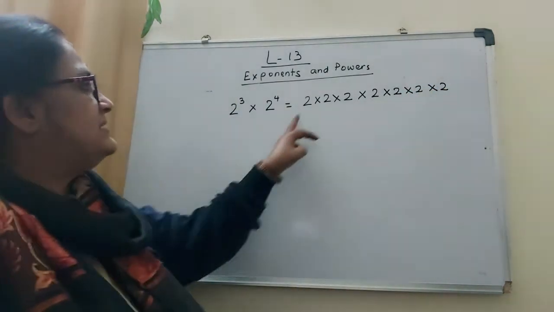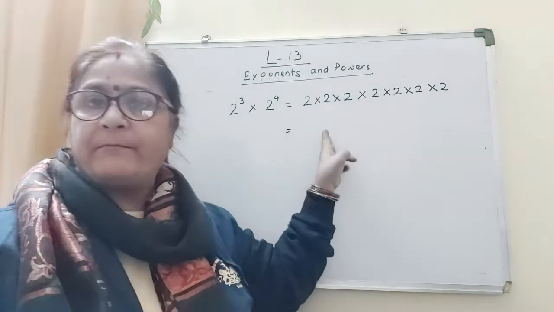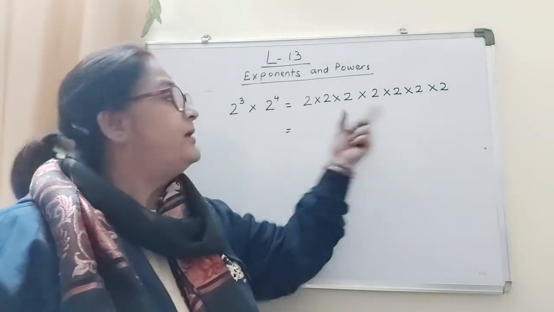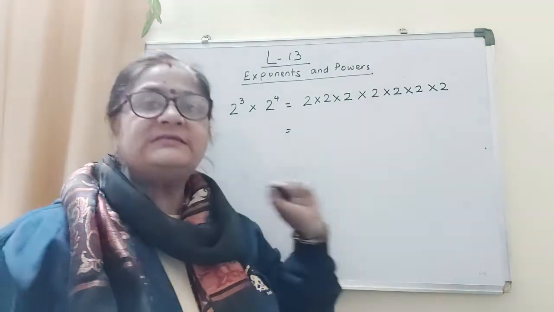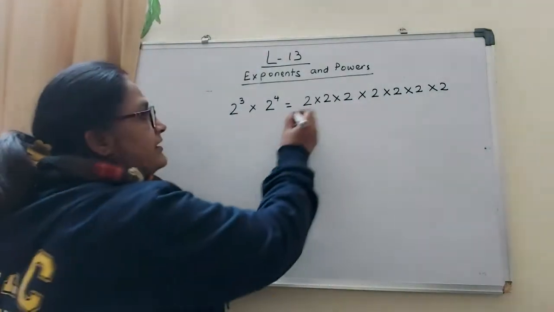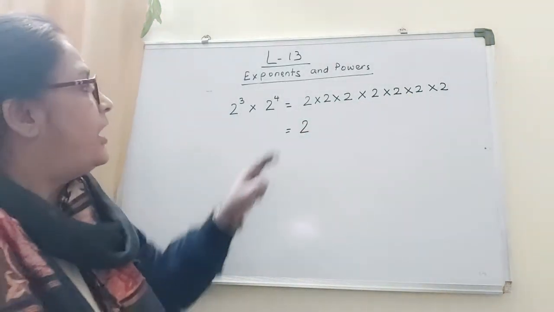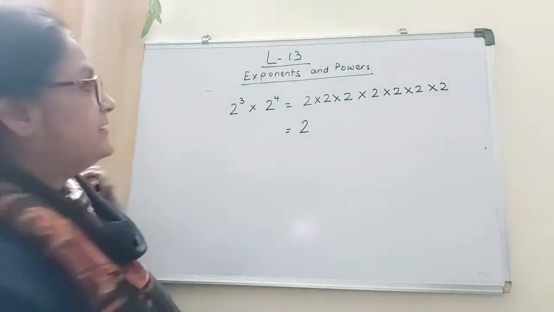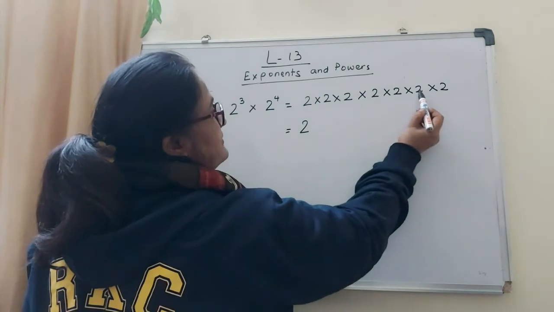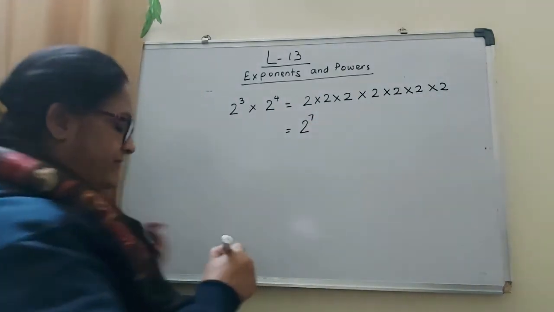Now what do we see out here? We see that the number being multiplied is the same number here. All the numbers are the same numbers that are being multiplied. So if the numbers are same, that means I'm multiplying 2. How many 2's are there altogether? We are going to check that. 1, 2, 3, 4, 5, 6, 7. So it is 2 raised to the power of 7.